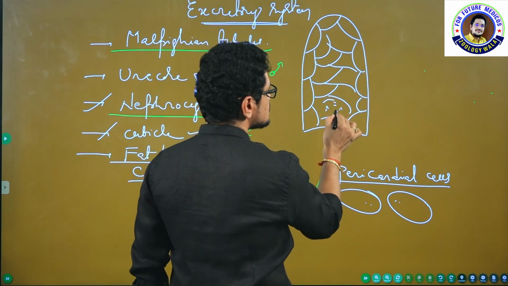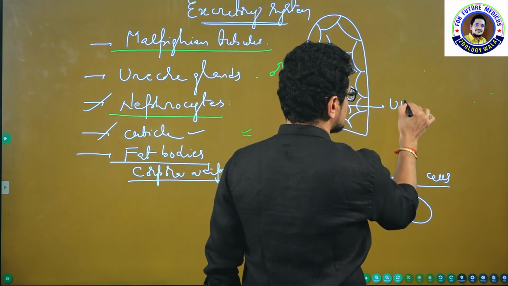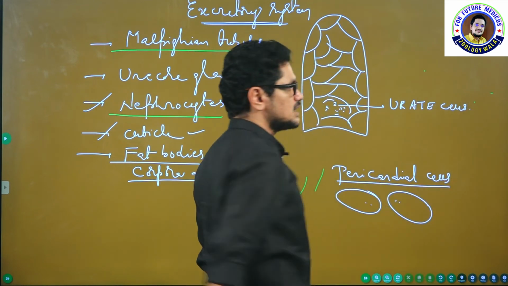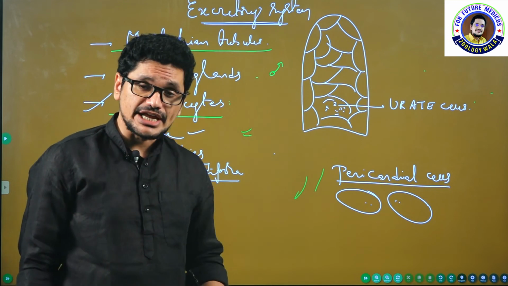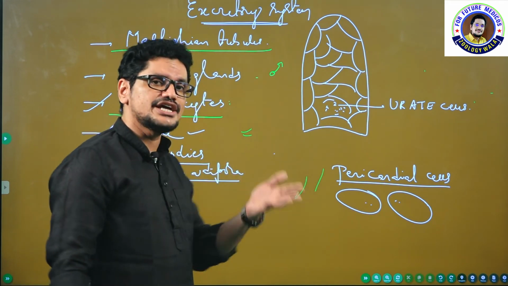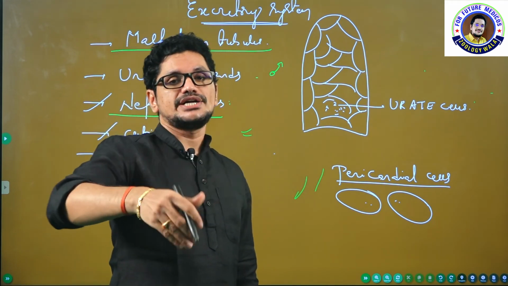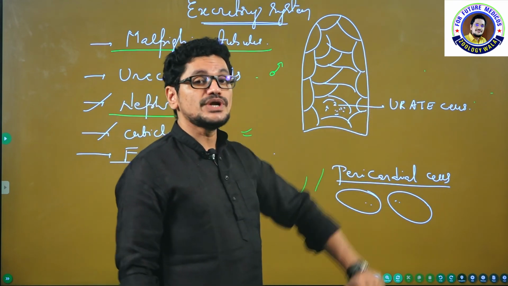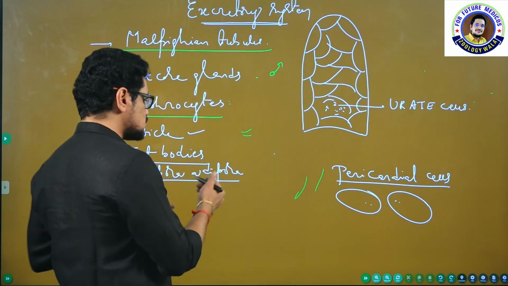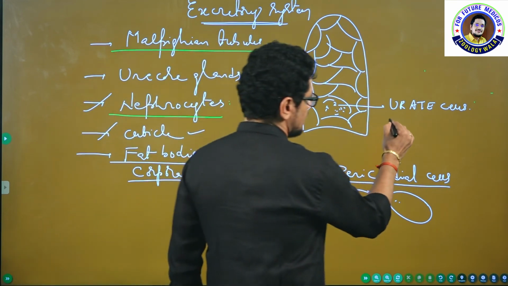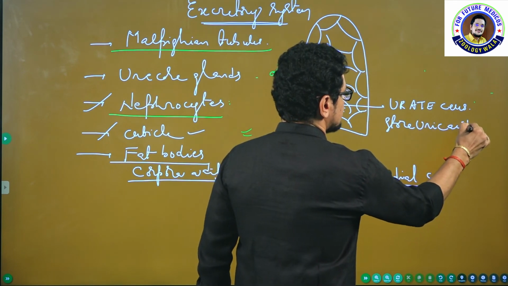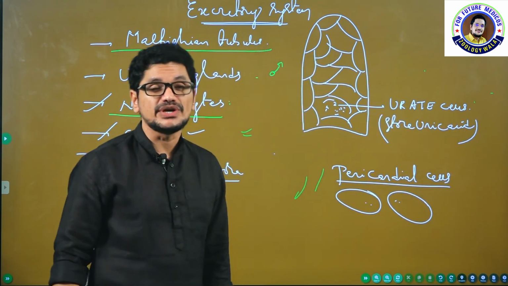One type of cell is called urate cells, U-R-A-T-E, urate cells. Corpora adiposa also contain many other cells like adipocytes, mycetocytes, oenocytes, like that. And here, the function of urate cells is to store uric acid. I will write it here itself: store uric acid.